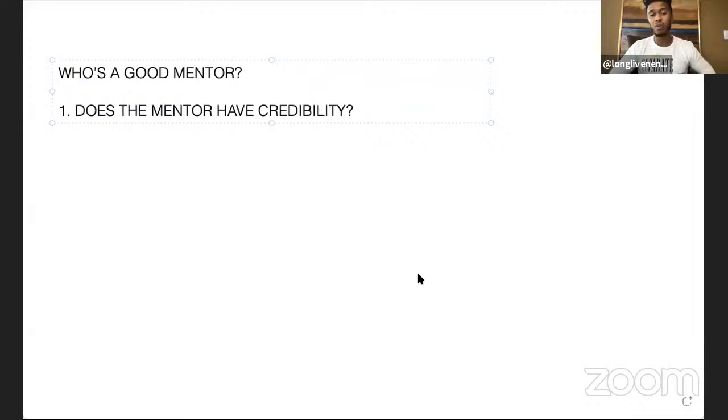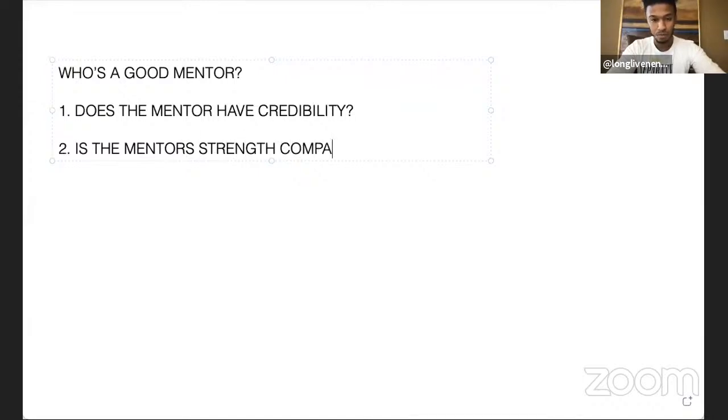But you got to understand, number one, does your mentor have the credibility? That's very important. Take a look at who you consider your mentor. If it's me, then you're good. But who else in your life is your mentor in the area that you want to grow in? Okay, that's number one. Number two, is the mentor's strengths compatible with yours?